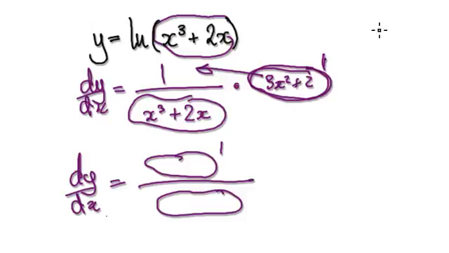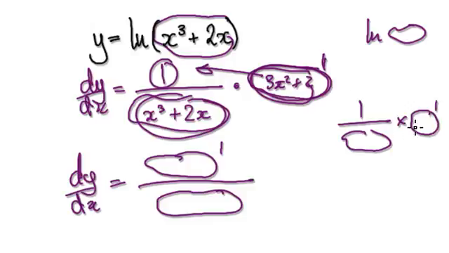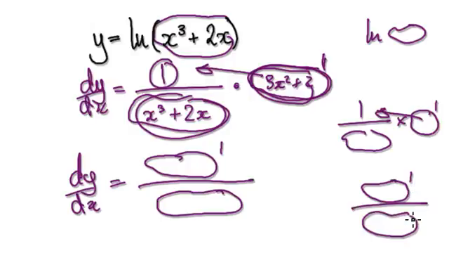The point I'm trying to make is that when you try and differentiate the bubble, it will be 1 over the bubble, and then you've got to times with the derivative of the bubble itself. This gets multiplied to the top. That will then give you the derivative of the bubble over the bubble.